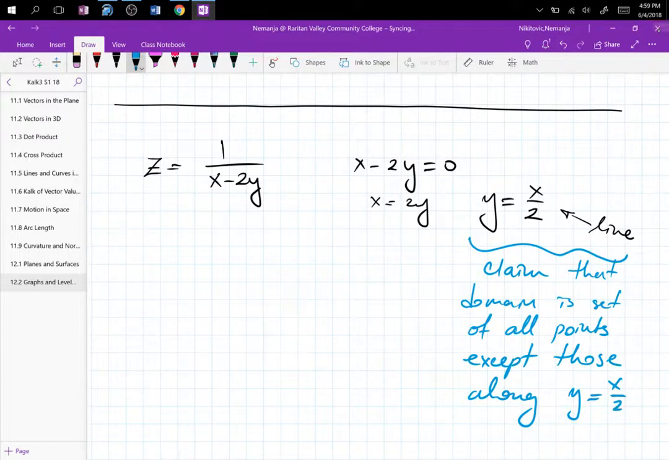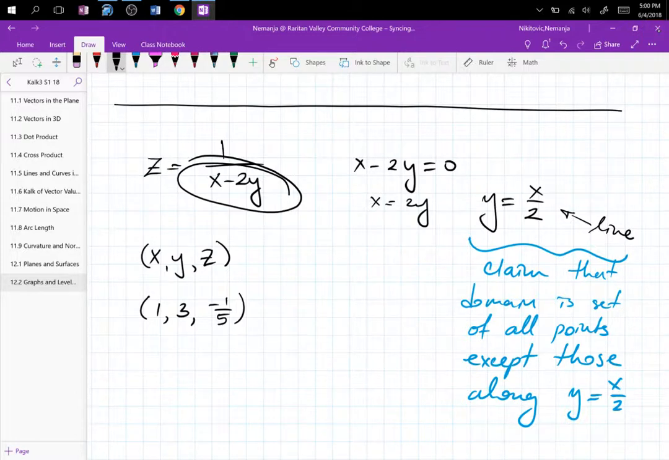So now you can test this a little bit. Obviously you can't test every single value, but you can test this. You can pick random x, y, and then compute z, and you will have a triplet that you can plot on the 3D coordinate system. So let's say you pick 1, 3. Well, z is negative 1/5 in that case, because x is 1 and y is 3, so that's 1 minus 6, that's negative 5, so it's negative 1/5 as the z coordinate. And you can plot that, right?